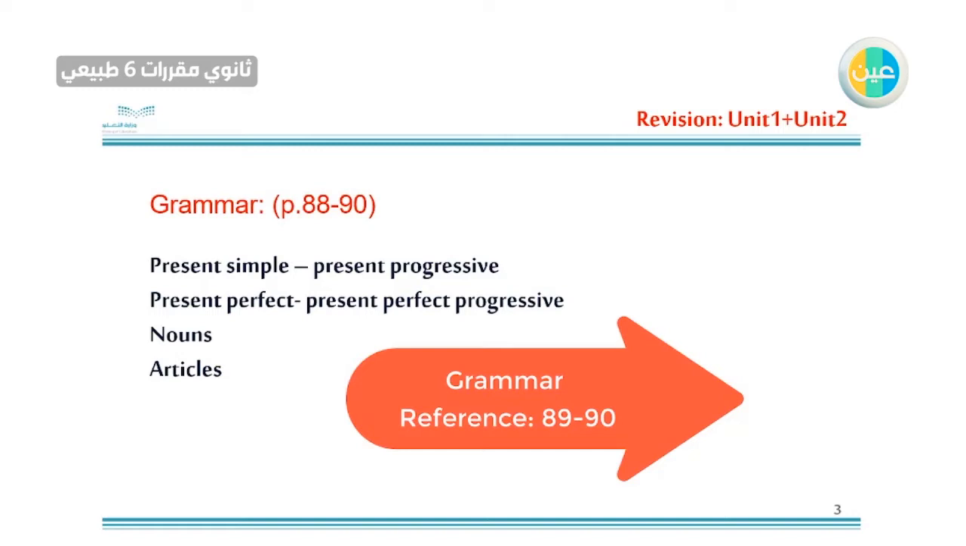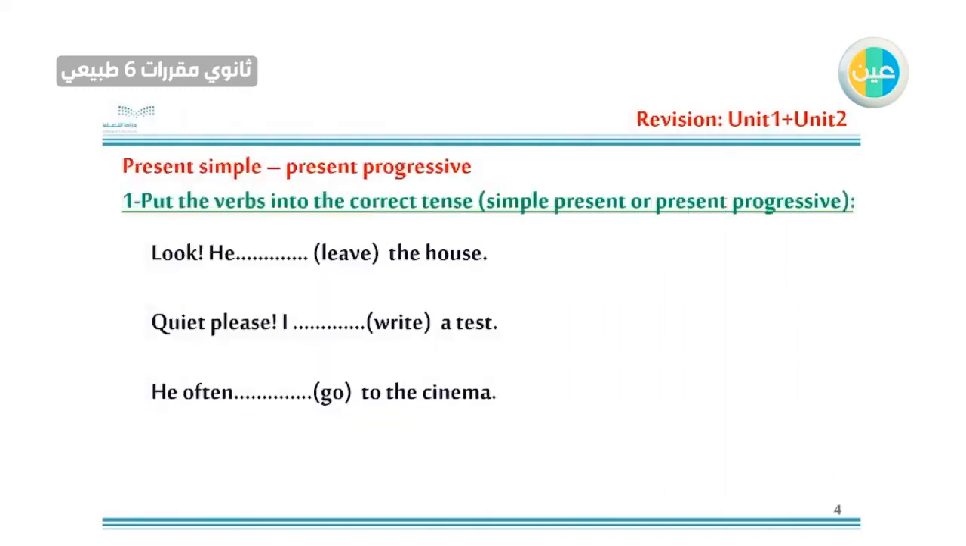Present simple, present progressive. This is the first exercise we will do. Then we will do more exercises about present perfect and present perfect progressive, then nouns, and finally articles. Let's start with the present simple and present progressive. Put the verb into the correct tense, simple present or present progressive.